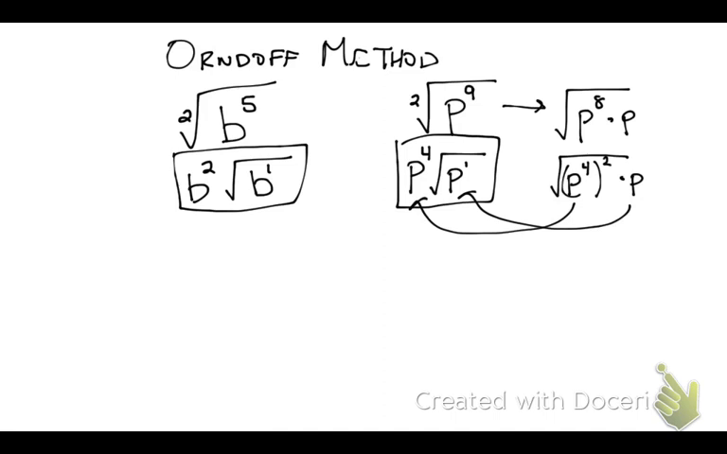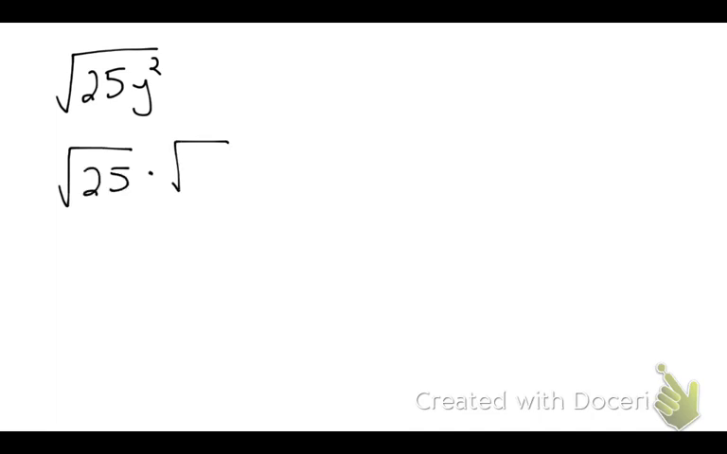Let's turn it up a notch. Don't get overwhelmed now. Let's look at the square root of 25y squared. Well, by our property, this is just the square root of 25 times the square root of y squared. And now we just have individual parts that we've done before. The square root of 25 is 5. The square root of y squared is just y. There's our answer. Let's try one more.